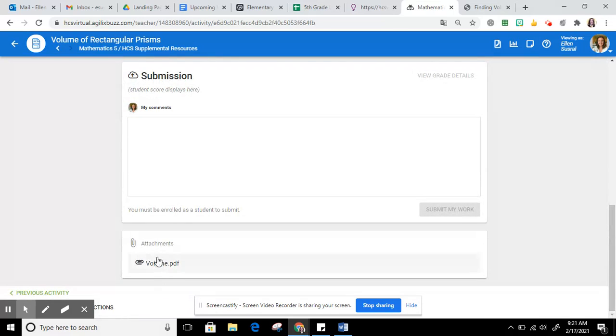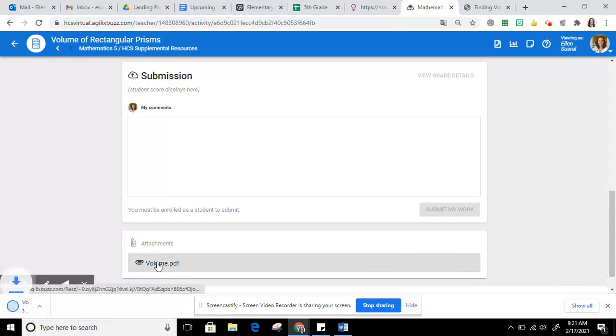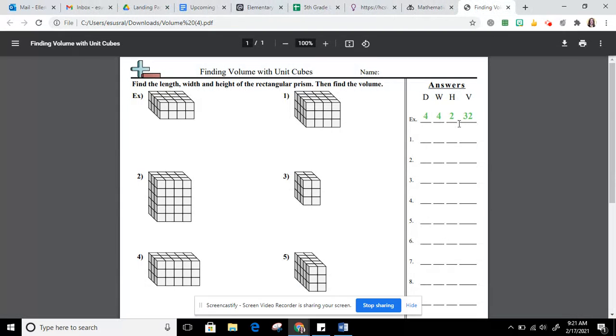The activity can be found at the bottom under attachments. It's called volume. You're going to open that up. This worksheet has 9 problems where you are calculating the volume by looking at the length, the width, and the height of the rectangular prisms. There's been an example done for you.